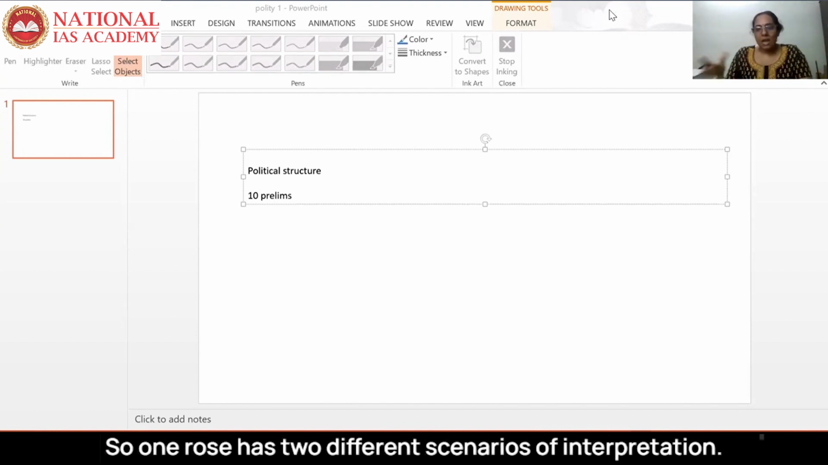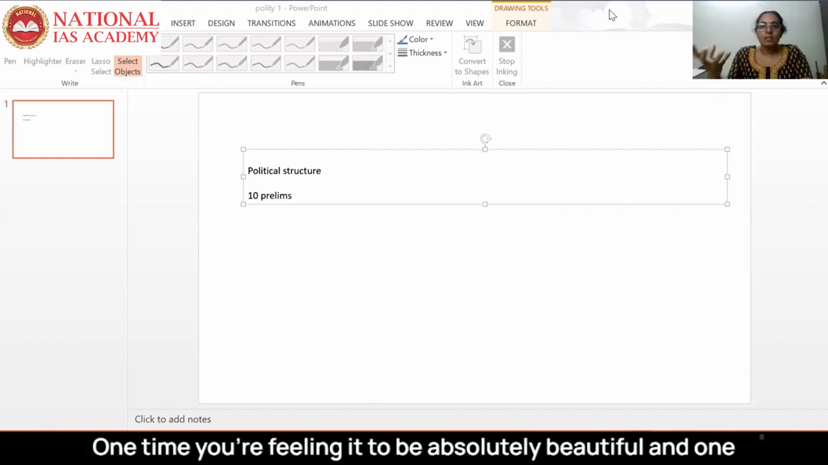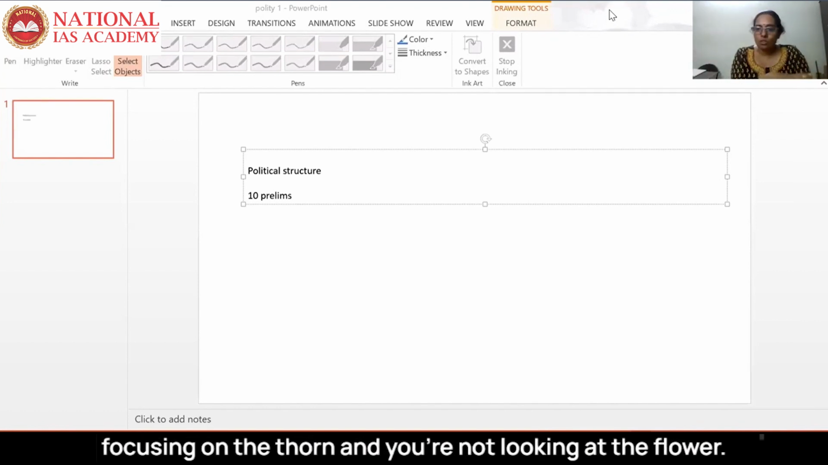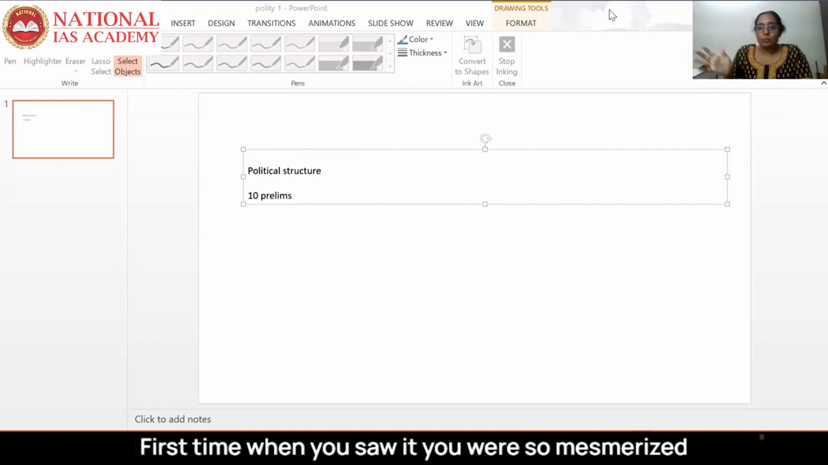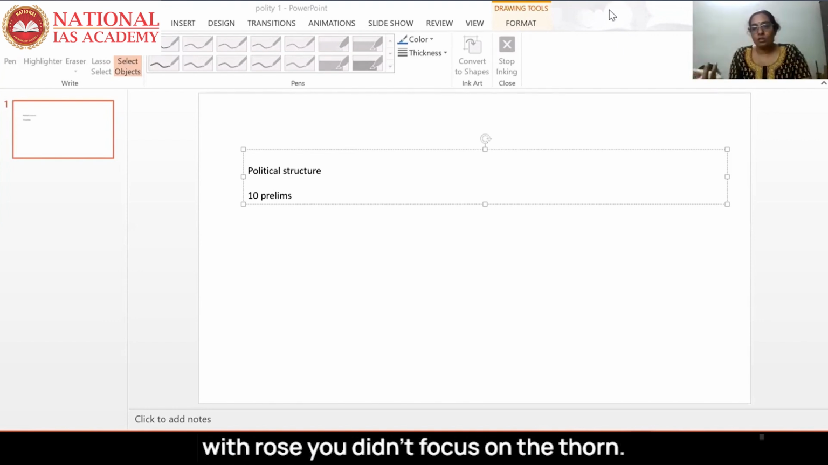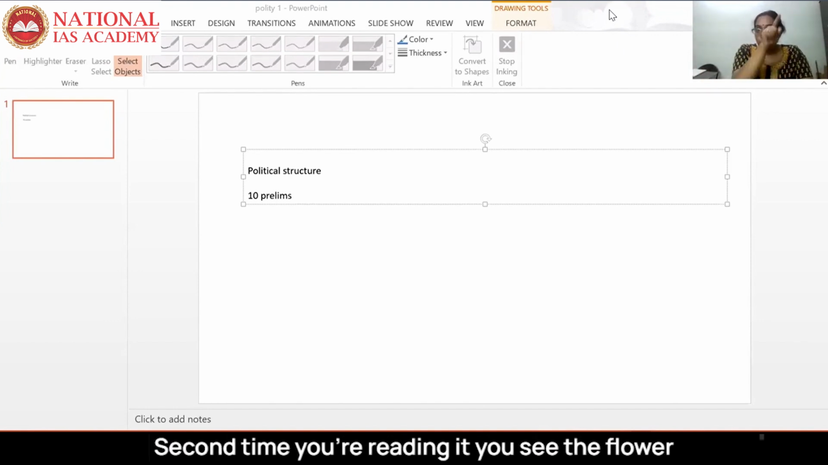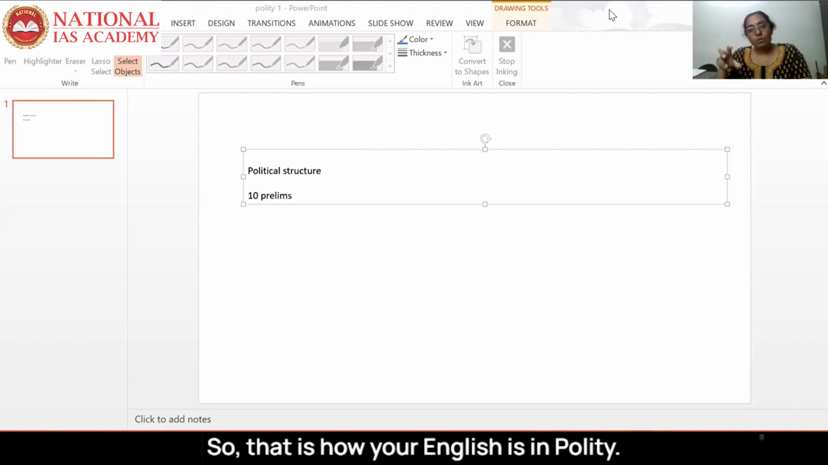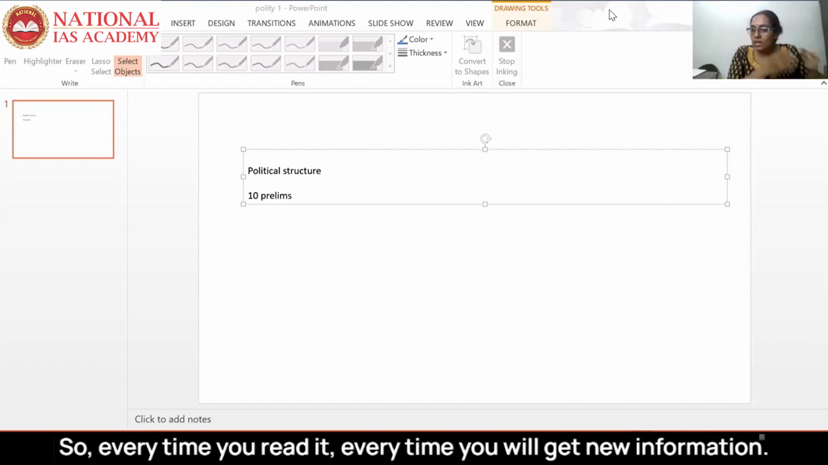So one rose has two different scenarios of interpretation. One time you're feeling it to be absolutely beautiful, and one time you're feeling it to be very negative, and you're only focusing on the thorn, and you're not looking at the flower. First time when you saw it, you were so mesmerized with the rose, you didn't focus on the thorn. Second time you see the flower, but along with it, you're seeing the thorn as well. So that is how English is in polity. Every time you read it, you will get new information.